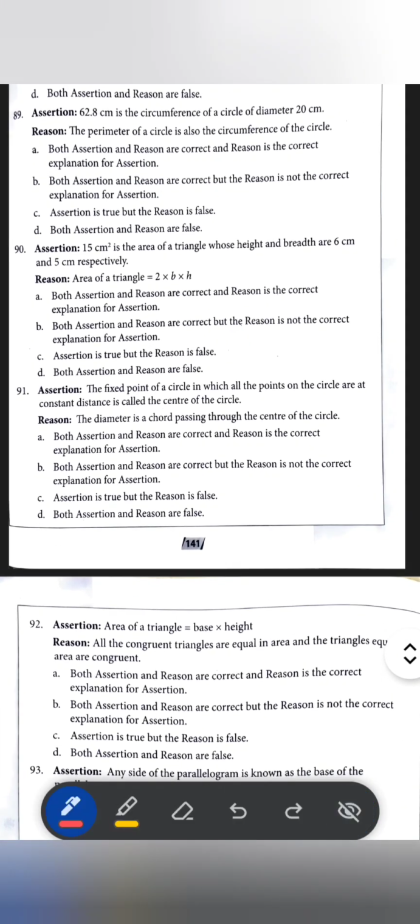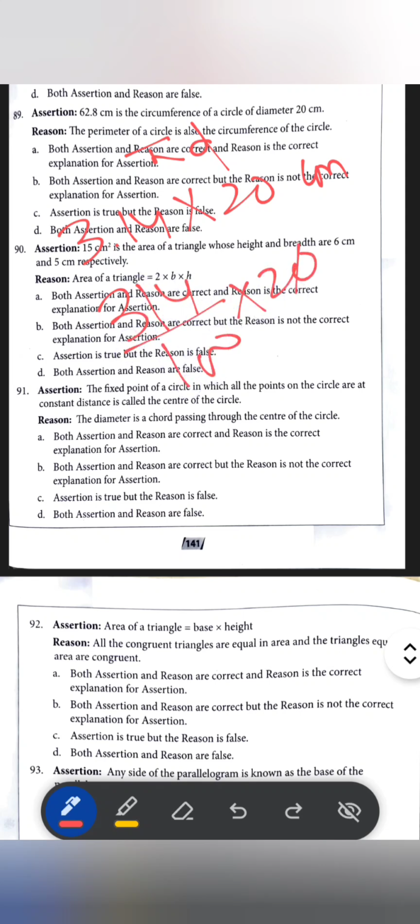Question number 89 here. 62.8 centimeter is the circumference of a circle of diameter 20 centimeter. So here 3.14 into d, pi d, circumference. So that is 20 centimeter. So 314 by 100 into 20. 0 0 cancel out. So 14 2s are 28, 2 3s are 6, 628 by 10 is equal to 62.8. Yes, that one is correct. Now come to the next part.